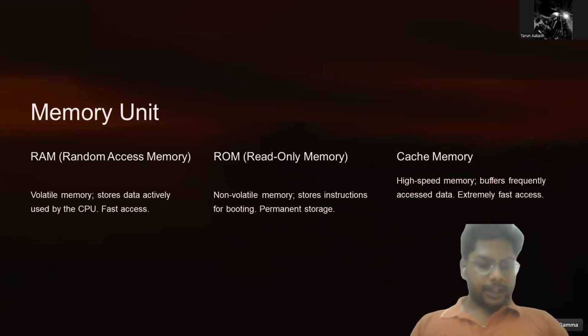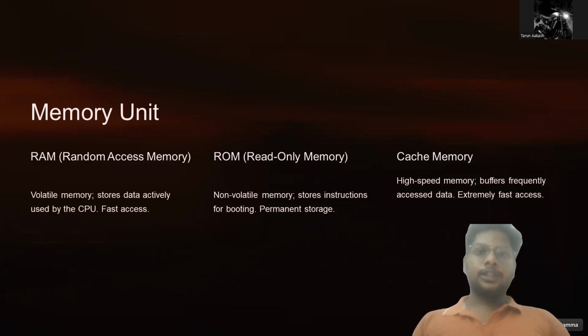Now let's talk about the secondary memory. The secondary memory permanently stores data for long-term retention, such as hard drives and SSDs. Memory plays a vital role in ensuring that both instructions and data are readily accessible to the CPU to perform its tasks.